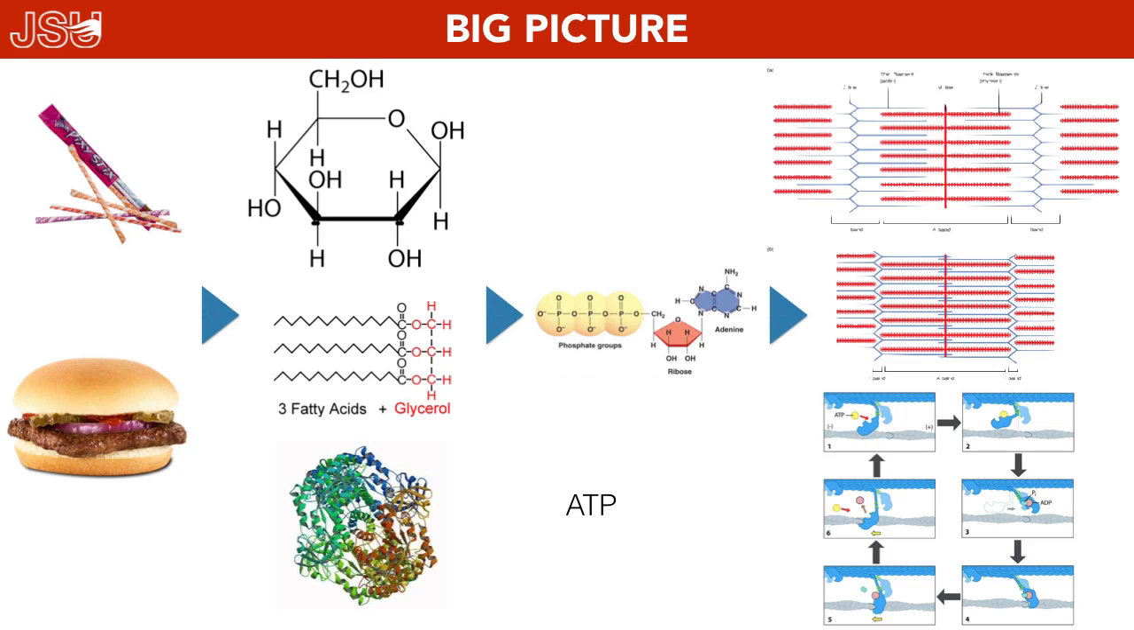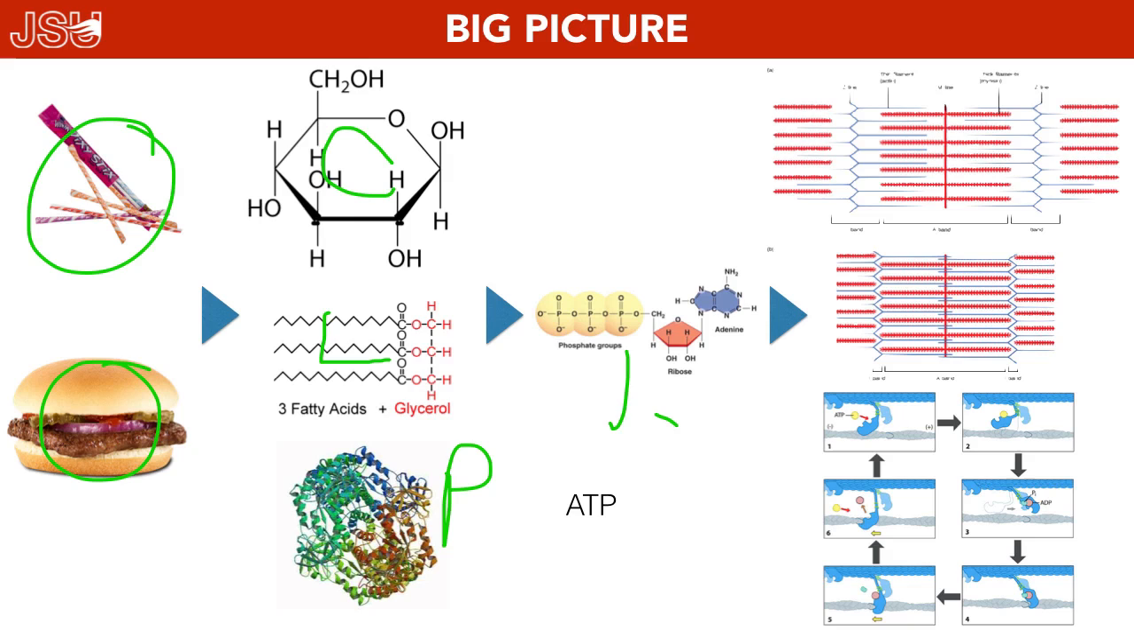So basically, here's the big picture of what we're doing. First we start over here with that hamburger and those pixie sticks, and those sound really good right now. We then break those down into our macromolecules, our carbohydrates, our triglycerides or lipids here, or here is our protein. We then break that down further into ATP. This is our ATP molecule. And then we use ATP for things like muscle contraction and actually muscle relaxation as well. So that's the basic point of what we're doing.